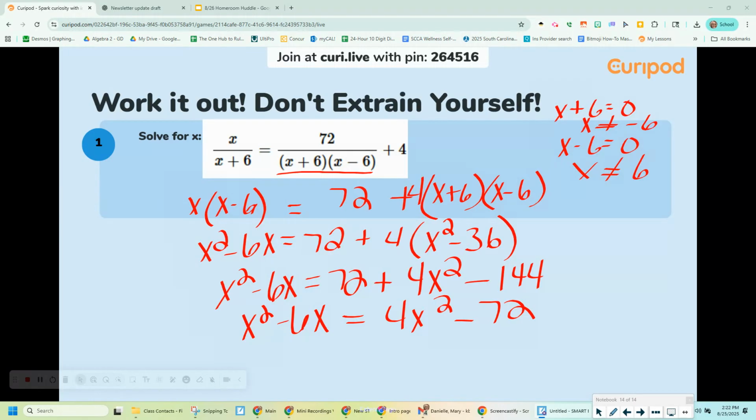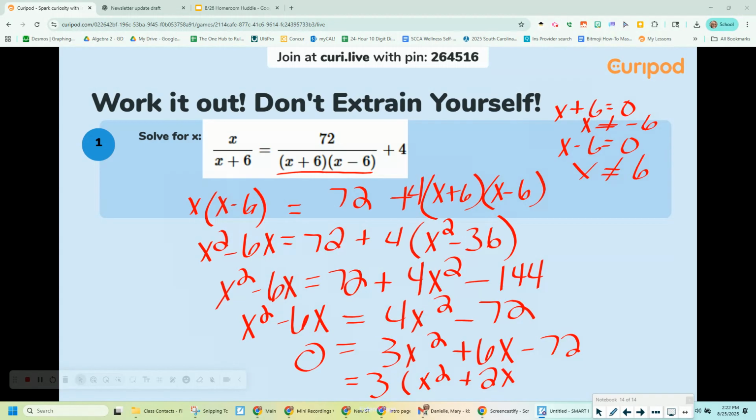Now let's get everything to one side and set it equal to 0. All right. Now we have it all equal to 0. We want to factor it. And I think I'm going to take out a GCF of 3 here. Yes, that works. It's still equal to 0.